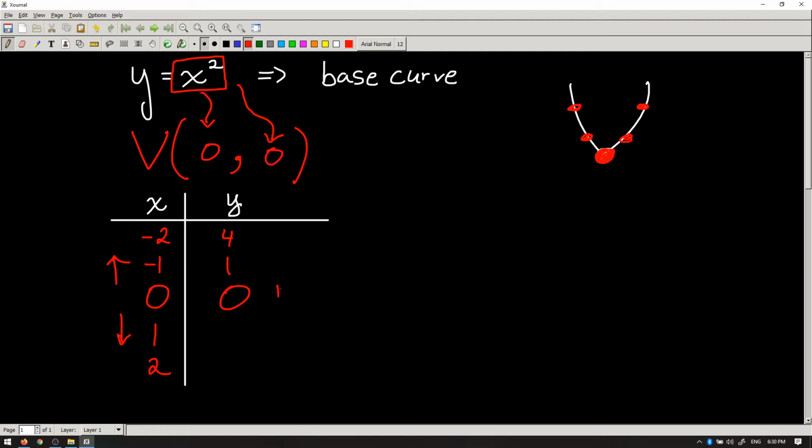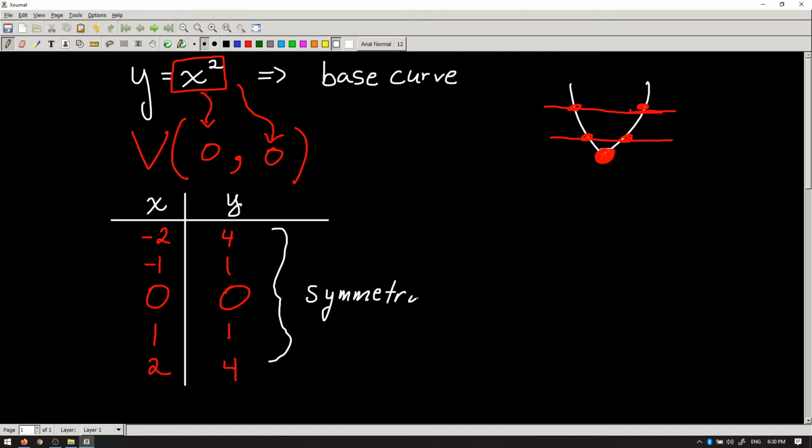Now, since (0, 0) is in the middle, I bet the next two values are going to be 1 and 4, because the parabola has to be symmetrical. It has to have the same y values. Let's double check. What is 1 squared? Well, 1 squared is 1, and 2 squared is 4. So right away, I know I'm correct. I've got some symmetry here. 0 is in the middle. Okay, so that is a review of how to plot y equals x squared.